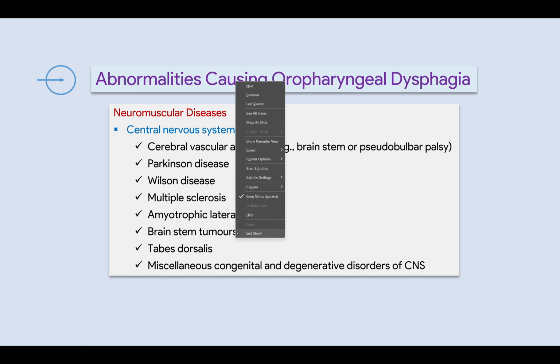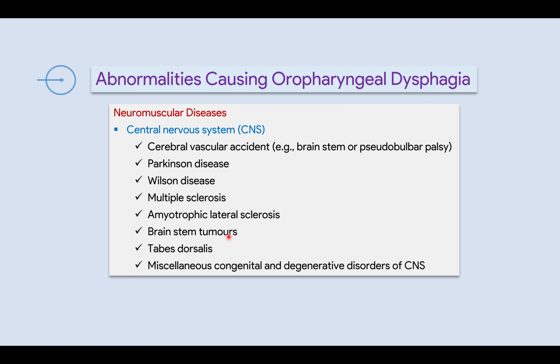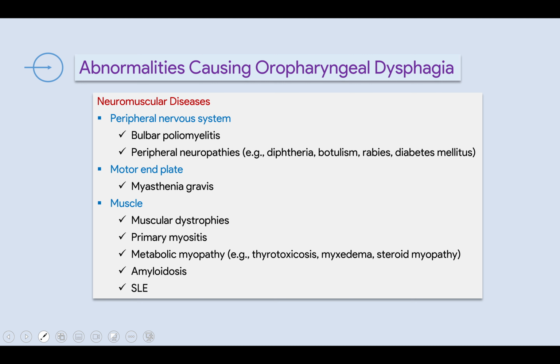Why brainstem tumors? Because the reflex is in the brainstem. It causes difficulty in initiating the swallowing or difficulty in transferring the bolus of food from the pharynx to the stomach. So even brainstem tumors can cause oropharyngeal dysphagia. Tabes dorsalis, that means a kind of syphilis, when a neurological involvement is there, it can cause oropharyngeal dysphagia. The peripheral nervous system diseases like bulbar poliomyelitis and peripheral neuropathy. Examples are diphtheria, botulism, rabies, or diabetes mellitus. These all affect the nervous system, and hence there can be difficulty in swallowing, causing oropharyngeal dysphagia.